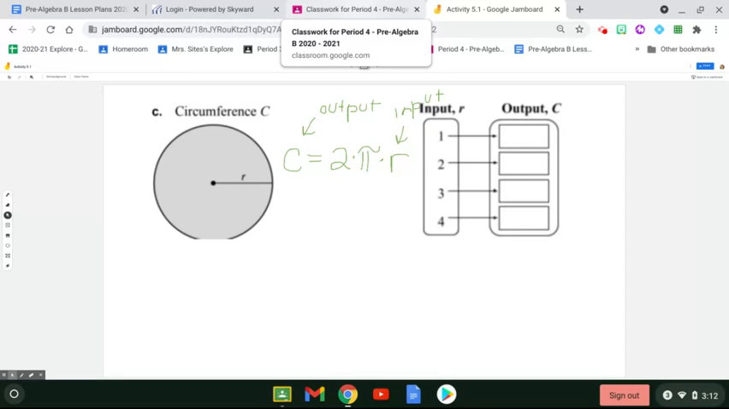Let's say I have an input of 1. Well, 2 pi times 1, 1 times anything is just itself, so 2 pi times 1 is just 2 pi. Okay, let's change the input to 2.